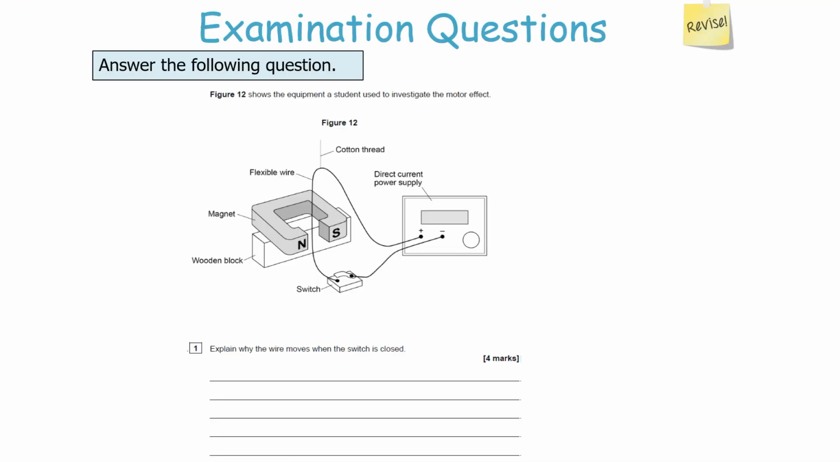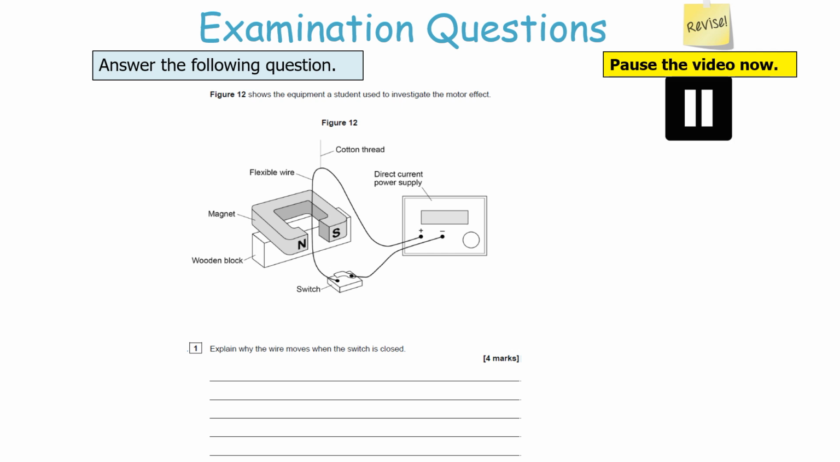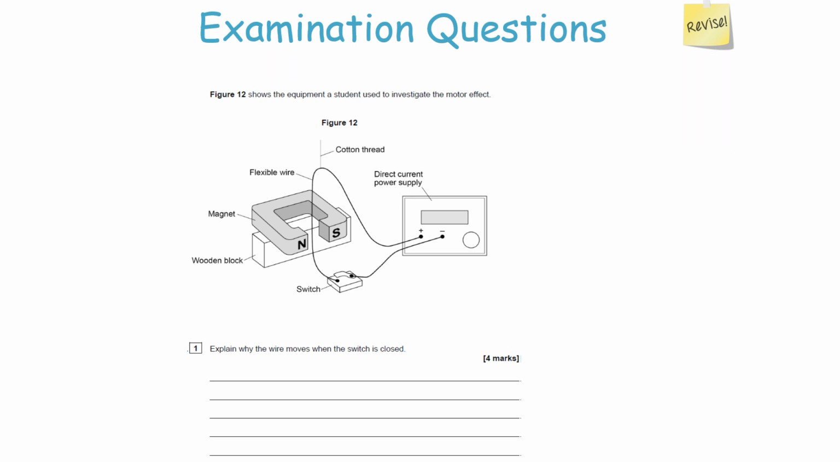Figure 12 shows the equipment a student used to investigate the motor effect. Explain why the wire moves when the switch is closed. So pause the video now, then unpause the video and you'll want to go through your answer. Right, you've got to be able to explain what the motor effect is, which is what this particular situation is showing us.